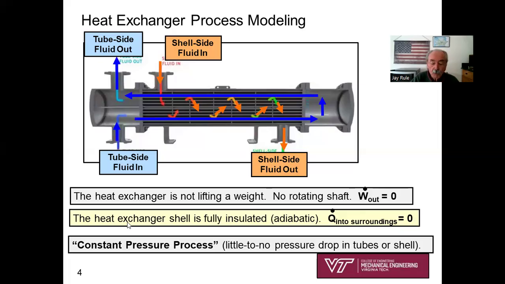Absolutely. We're going to say that this heat exchanger shell is fully insulated. In other words, it's adiabatic. So we've got lots of insulation covering this shell, and we're eliminating any heat transfer from the shell out to the surroundings. From the shell surface to the surroundings, that's 0. There's no heat transfer there because of the insulation that we've wrapped this piece of equipment with. So that's important. Q dot into the surroundings is 0.